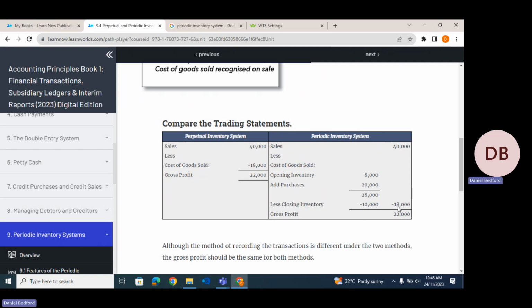And that's how we get to the 18,000 here. We compare what we bought with what's left, and the difference is the cost of goods sold. So both roads lead to Rome. It's just that a periodic system is this calculation to find out what we sold for the period and what we have left.